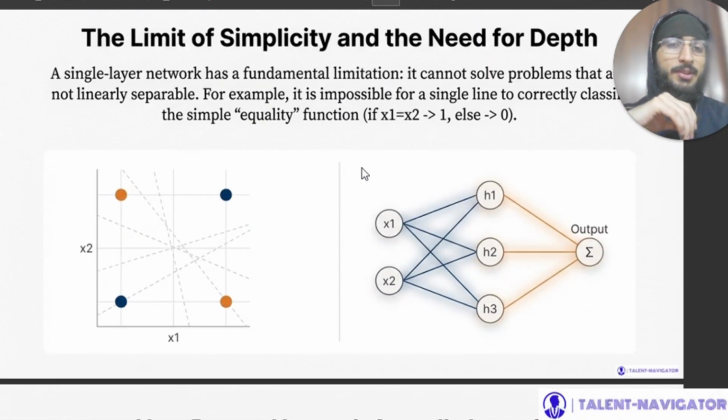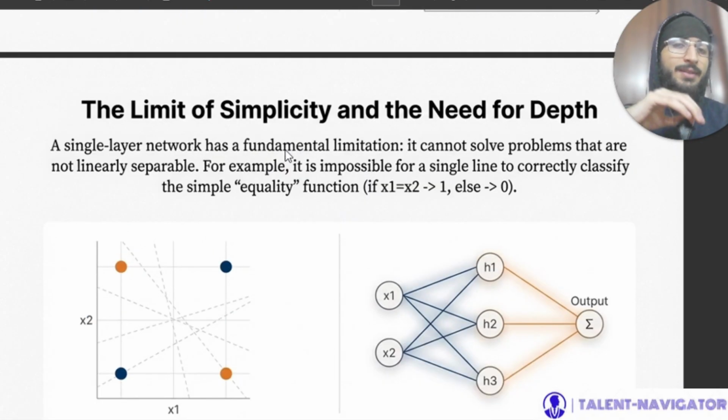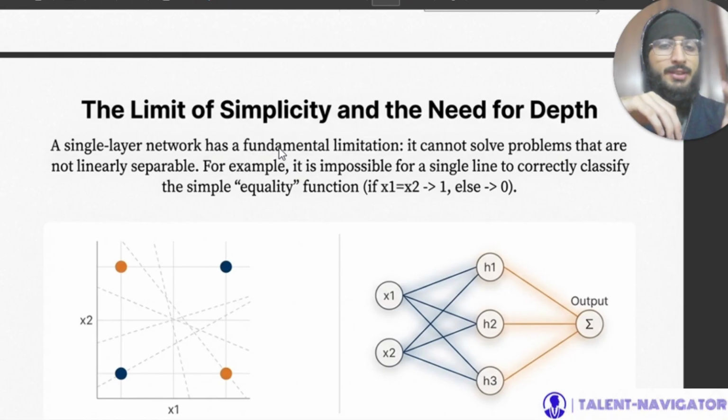Right. The limit of simplicity and the need for depth. So a single layer network has a fundamental limitation. It cannot solve problems that are not linearly separable. For example, it's impossible for a single line to correctly classify the simple equality function.